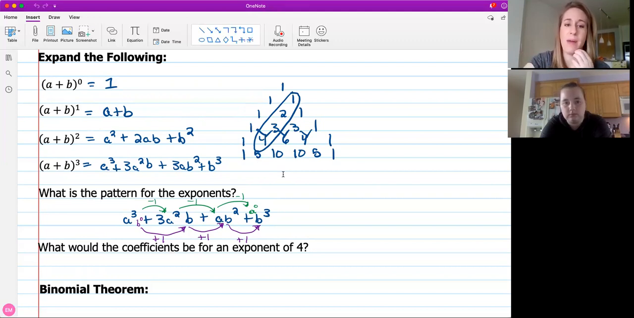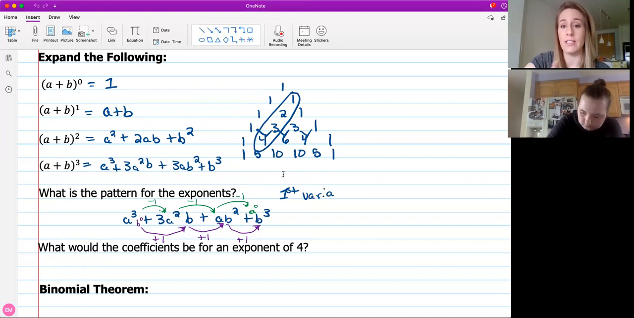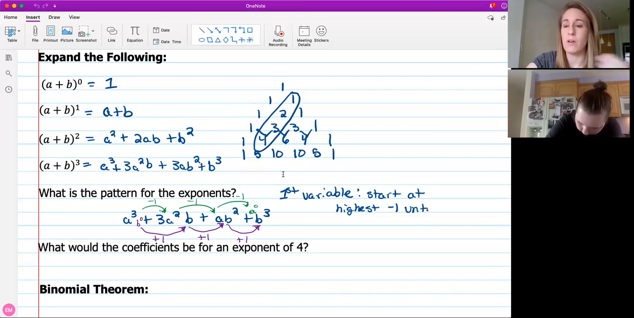And like Ms. Markert said, the pattern for exponents: the exponent of your first variable is going to start at the highest, and it's going to go down by 1 every time. And then your second variable is going to start at 0 and go up 1 each time. So if you can remember the patterns for the exponents, and the patterns for the coefficients, which you could use Pascal's triangle for, it's going to make expanding binomials so much easier, right?